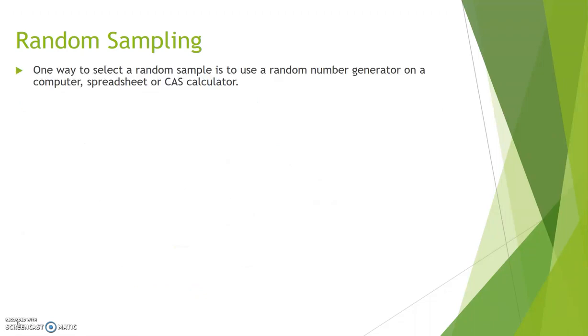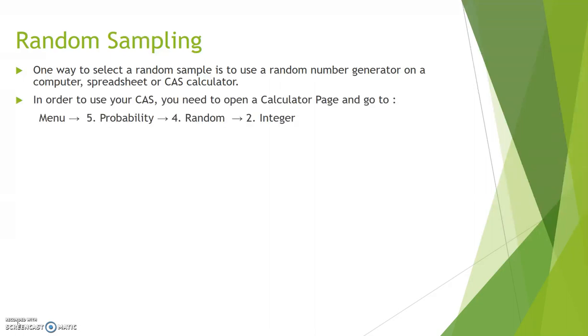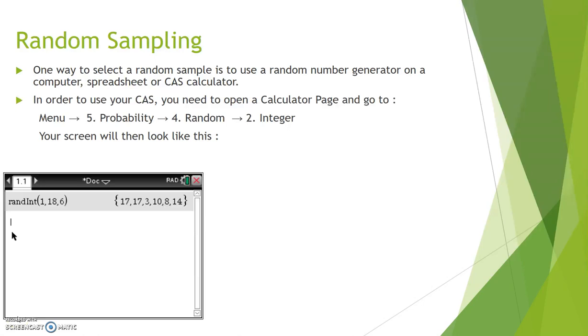Let's look at random sampling. One way to select a random sample is to use a random number generator on a computer, a spreadsheet, or the CAS calculator. For our purposes, we're going to look at the CAS calculator, and when you are using your CAS, you need to open a calculator page and go to Menu, Probability, Random, and then Integer. Your screen will look like this.